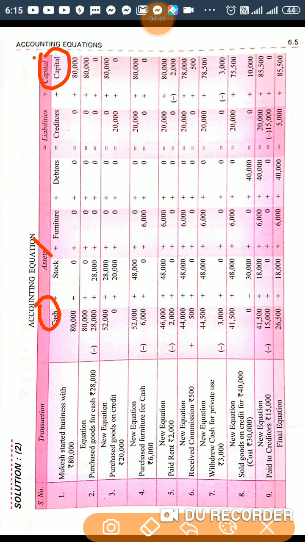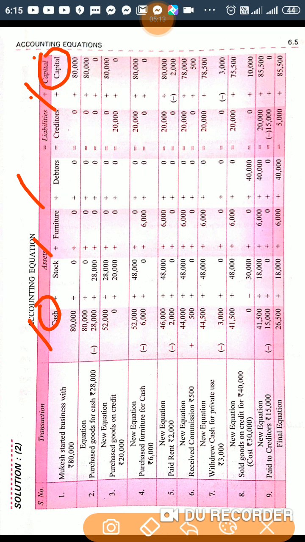Next, now you read the third transaction, purchase goods on credit. So stock is involved, which you have already mentioned. Then on credit means the creditor is involved. Creditor is a liability, so you will write creditor here. Then you will read the fourth transaction, purchase furniture for cash. So cash, which is already mentioned here. Now furniture you will add in this equation, right?